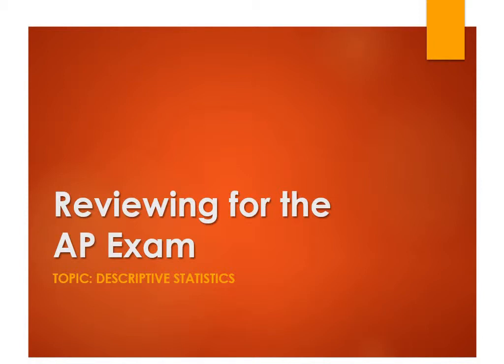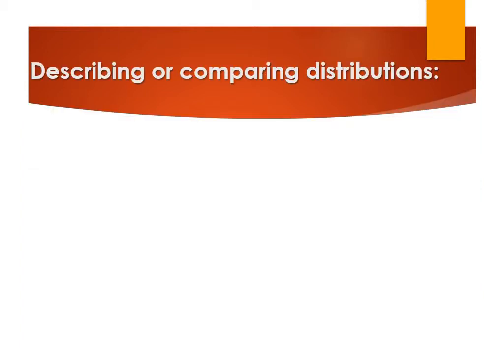But I think you guys can handle it, because most of this stuff is more common sense, if you can just bring it back to your memory, that's what this is. So when we're talking about descriptive stats, what are the most important things when we're describing? Shape, center, spread.